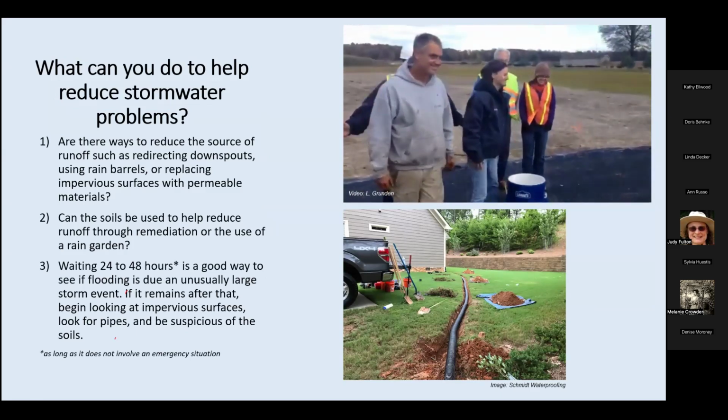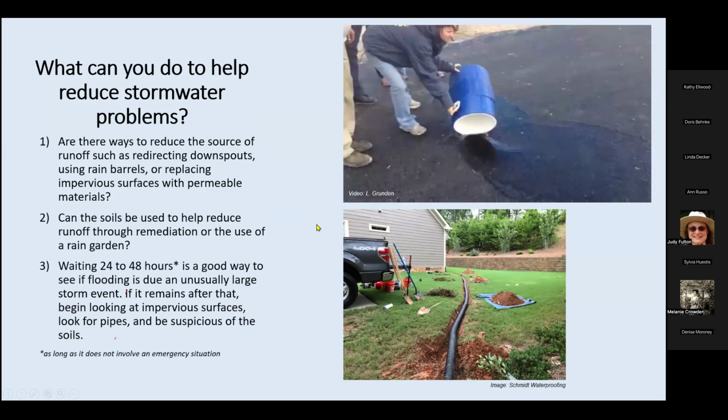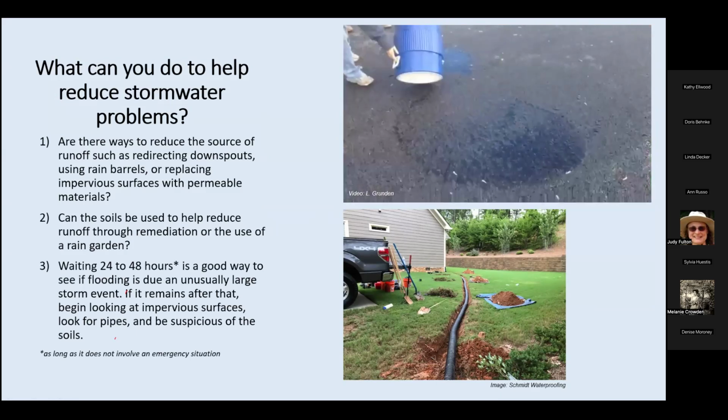This is somebody pouring some water onto a newly completed, here it goes, newly completed porous asphalt parking.